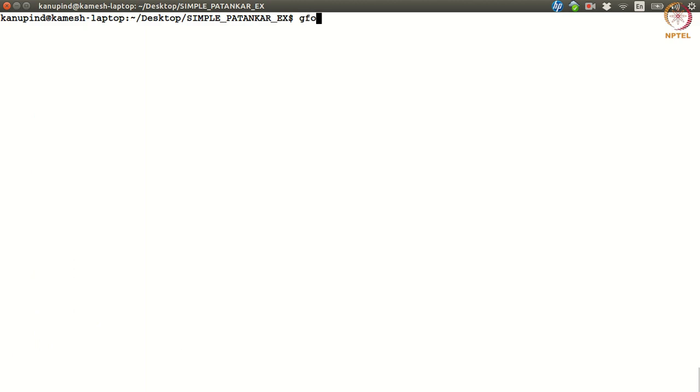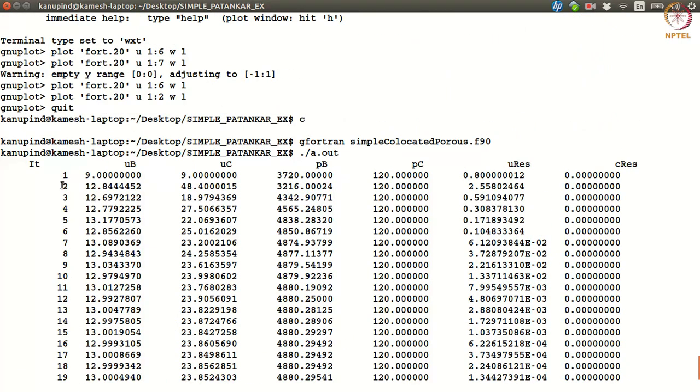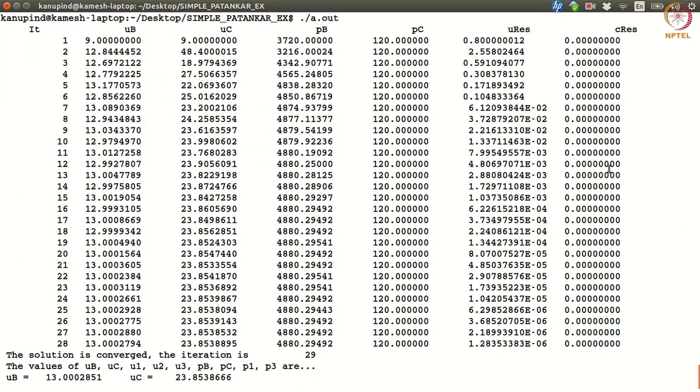So let's try to compile and run it. This is gfortran simple collocated porous. So ./a.out. Okay, that's good. So the program ran. Now what we are looking at here is basically the iteration count, UB value, UC value, pressure at B and C, and the U residual and the continuity residual. As you can see, continuity residual is always 0, as it should be, because the SIMPLE algorithm makes sure that the velocities satisfy continuity after the correction.